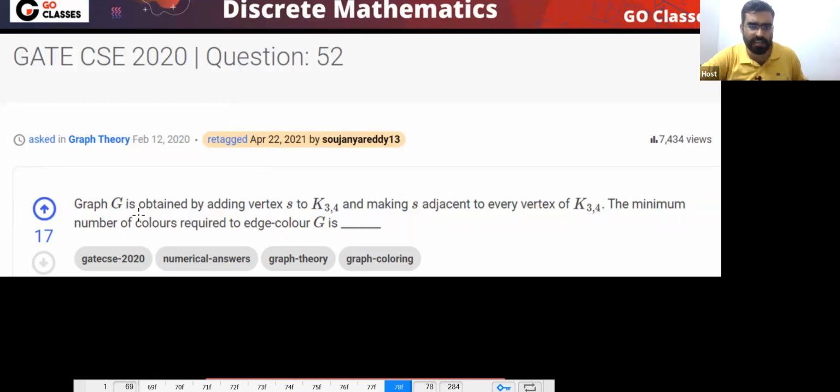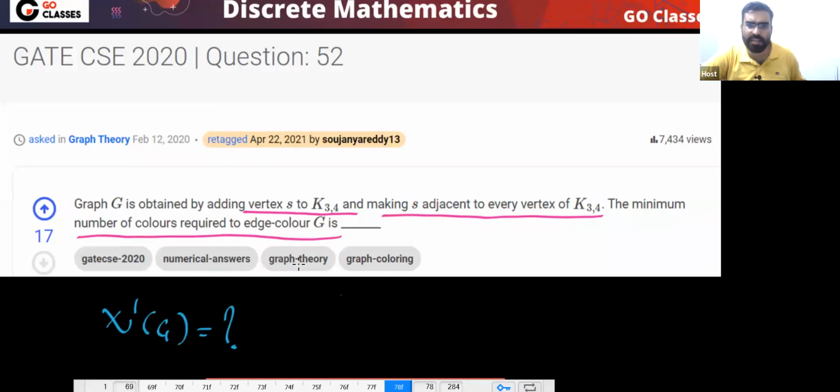So the question is asking that a graph is obtained by adding a vertex S to K34 and making S adjacent to every vertex of K34. The minimum number of colors required for edge coloring. Basically, the question is asking chromatic index. This is the question on chromatic index, and this is your latest GATE exam question. So tell me what should be the answer.